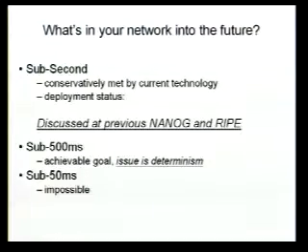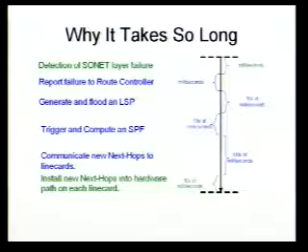Also, in your network today, I'm going to show you very quickly that sub-50 millisecond convergence in IP networks is basically impossible the way we've engineered and designed these protocols. So why does convergence take so long?